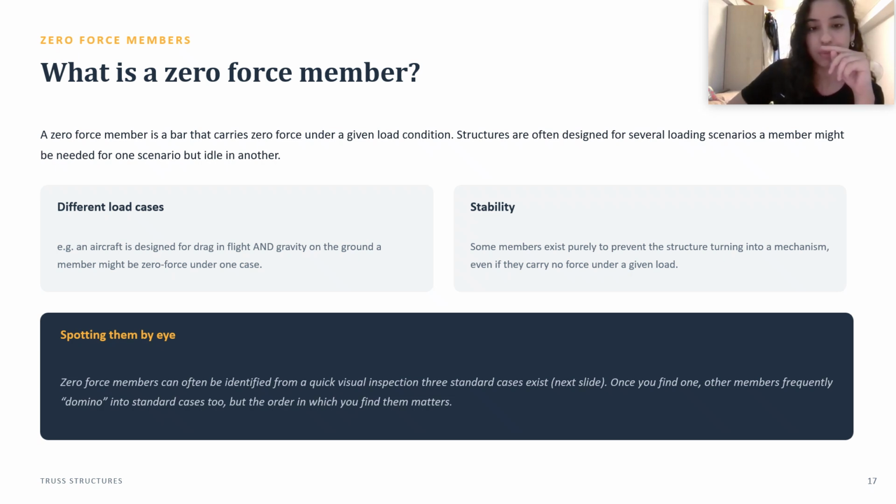So if you have a degree of freedom higher than 0, and you add a member, a zero force member, it will remove 1 degree of freedom. Think of it that way. So it causes it to be more stable. Now, we can always usually spot them by eye, and you will see what I mean now.